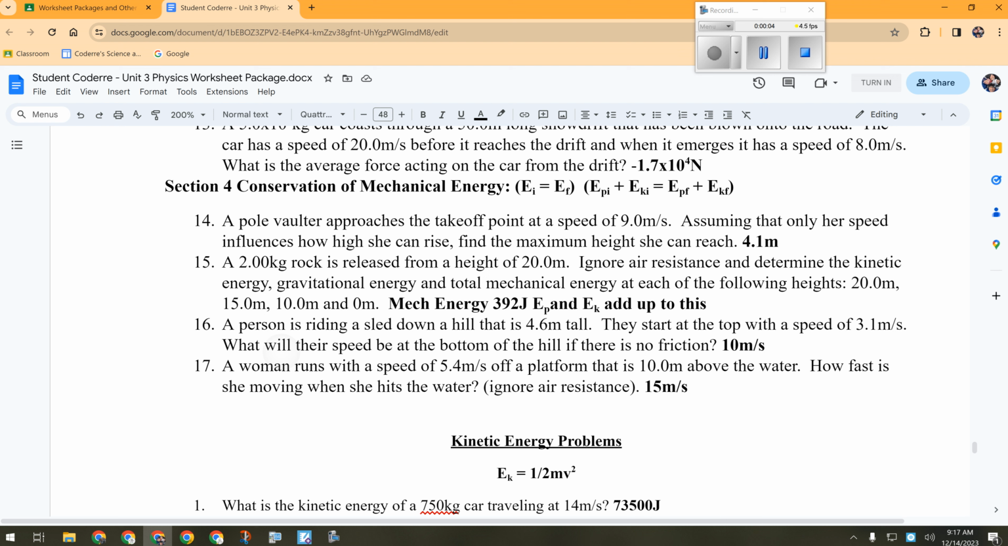Okay, so section 4, conservation of mechanical energy. I would like you guys to try those 4. They start out fairly easy, and then they get a little bit more involved. There are only 4 of them, so let's work on those for now and then see where we're at.